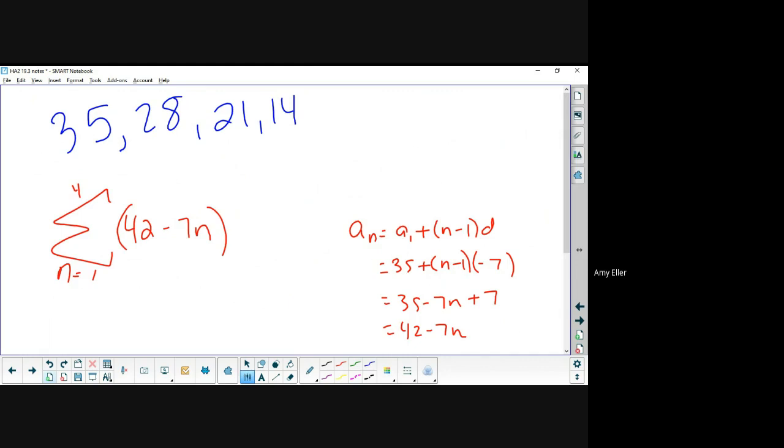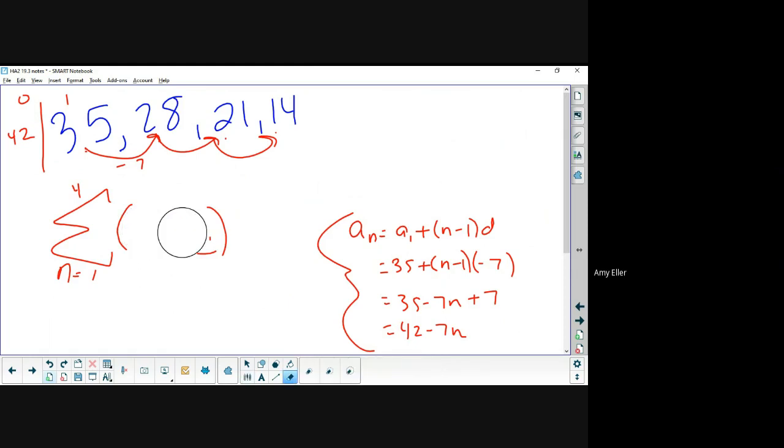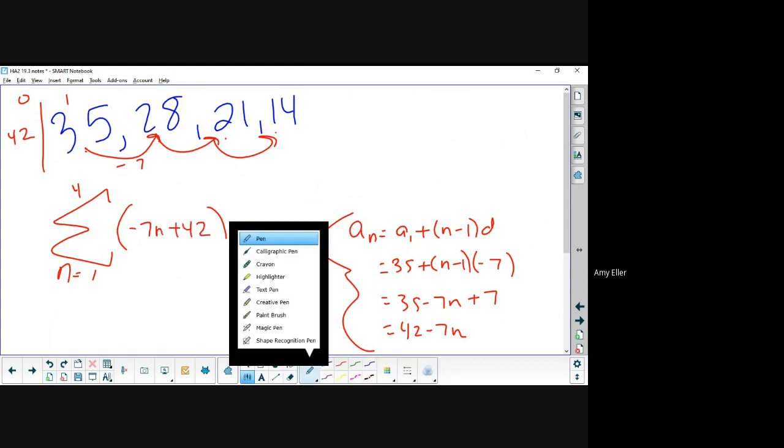So I only have listed 4 terms. That's how I did 1 through 4. I did my formula for finding any term, a sub n. Or you could have looked up here. You are going down by 7. It's linear. That's your slope. So to get to the 0 term, like y-intercept, you'd have to add 7. Puts me at 42. Let me write this the opposite order real fast. Negative 7n plus 42.